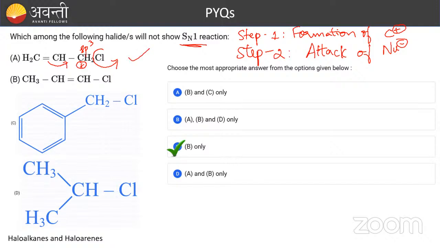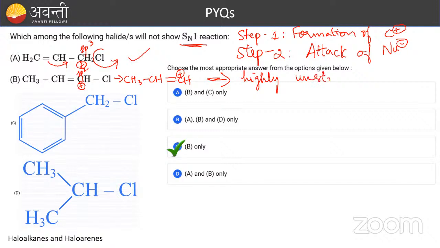In case of option B, the halogen is attached to the double bonded carbon. So the hybridization is sp2. If the carbocation is on the sp2 hybridized carbon, then that makes the system highly unstable. What will be the formula? CH3 CH double bond CH plus. So this kind of carbocation we will get. If the Cl leaves the compound, we will get this type of carbocation, and this is highly unstable.